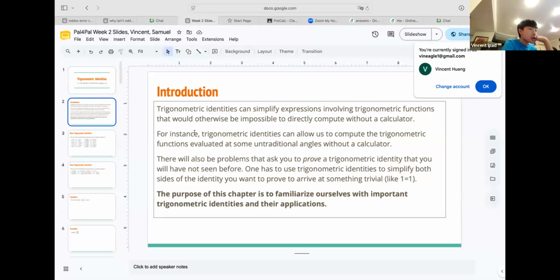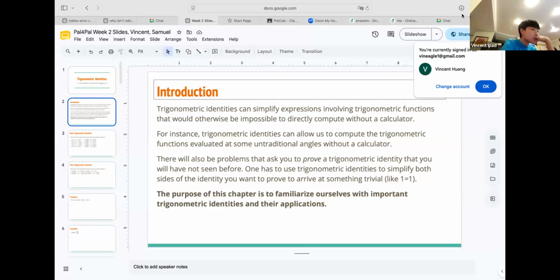So, introduction. Trigonometric identities is a way we simplify expressions involving trigonometric functions that would otherwise be impossible to directly compute without a calculator. For instance, trigonometric identities can allow us to compute trigonometric functions evaluated at untraditional angles without a calculator. There's also going to be problems that ask you to prove a trigonometric identity, and you have to use previously known identities to simplify both sides. The purpose of this chapter is to familiarize ourselves with important identities.